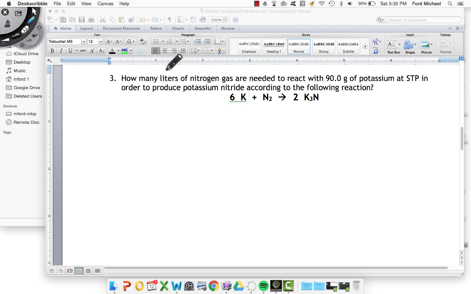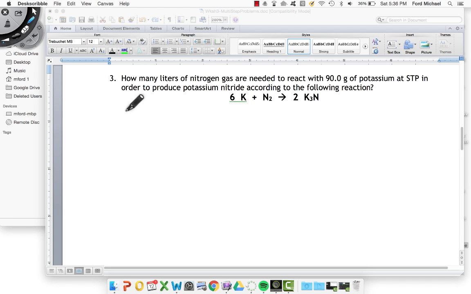In this case, I'm asked how many liters of nitrogen gas are needed to react with 90 grams of potassium at STP. Be careful. You might say, what if I'm not at STP? Well, then you cannot use that conversion factor. You cannot say you have 22.4 liters of gas per mole. In that case, you can't do the problem, at least not until we do our unit on gases. So, given 90 grams of potassium, how many liters of nitrogen gas are you going to make?